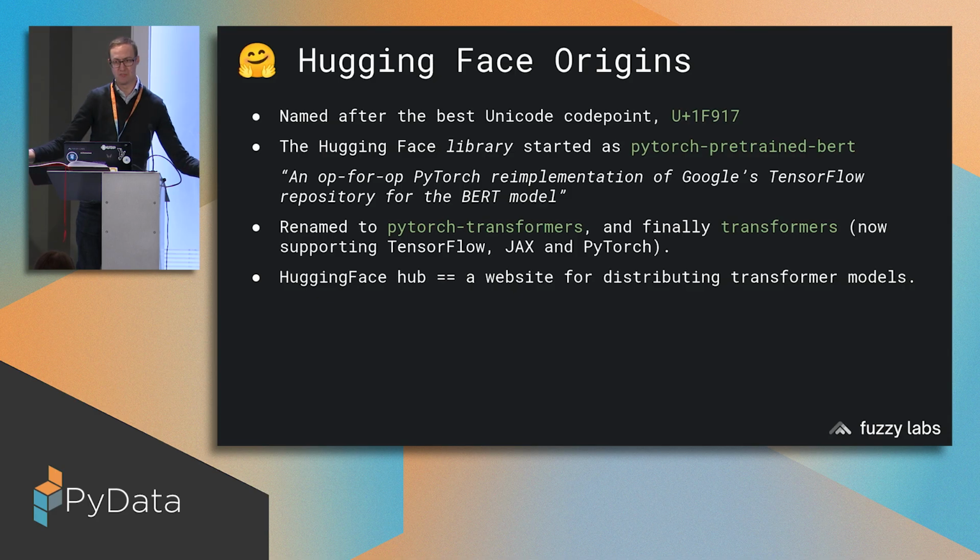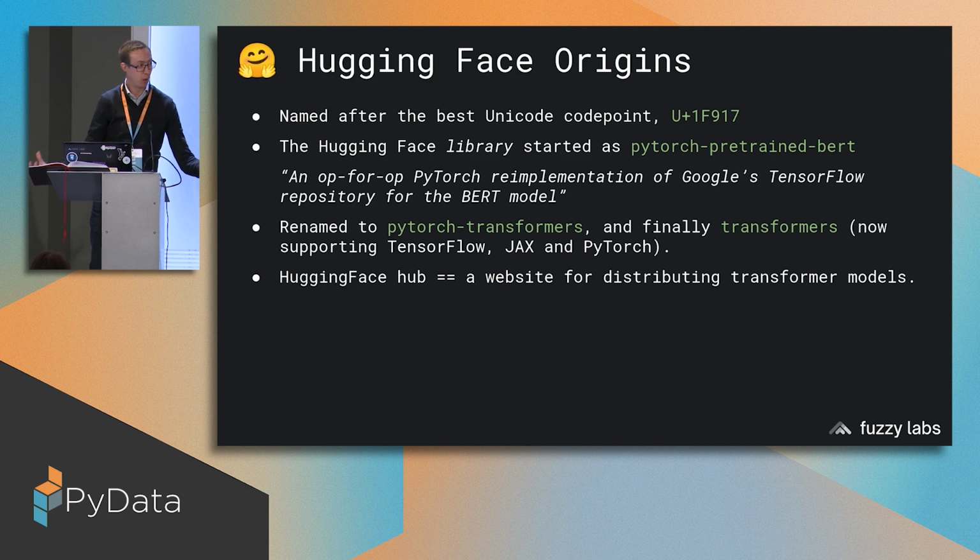Google came out with the BERT model that was trained using TensorFlow, which is Google's library. And the HuggingFace team said, okay, well, we're going to port this over to PyTorch. And they released this. If you look back on the GitHub repo, all the way back, you will see a README that reads, "This is an op-for-op PyTorch reimplementation of Google's TensorFlow repository for the BERT model." That's where it started.